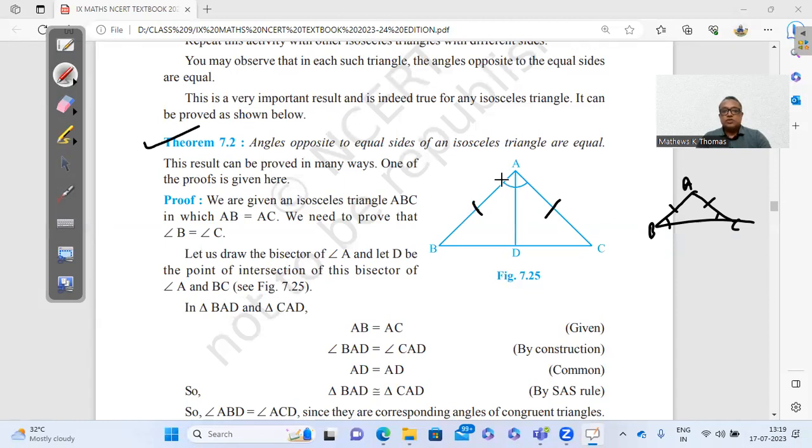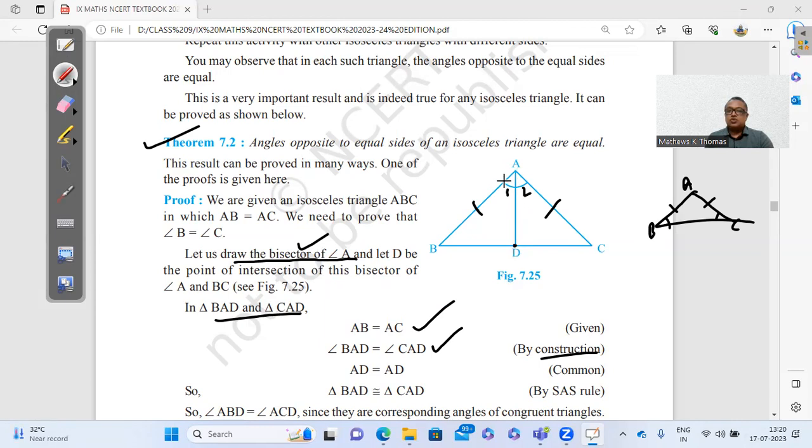So construction: we are drawing the bisector of angle A. So angle 1 equals angle 2. We are drawing the bisector of angle A and it is intersecting BC at this point D. And now we are going to take the triangles BAD and CAD and prove them congruent. So take the triangles BAD and CAD. AB equals AC is already given. Angle 1 and 2, that is angle BAD equals angle CAD, by construction. We drew this because this is the bisector.